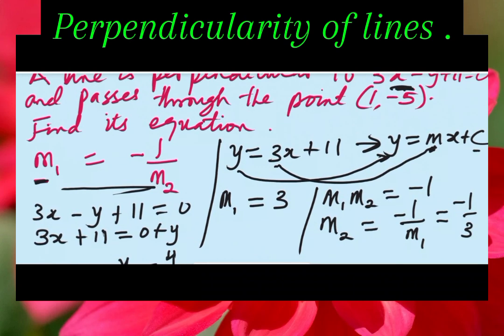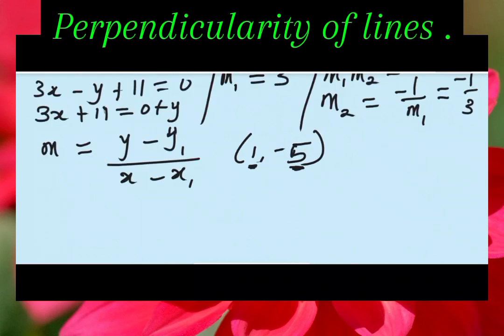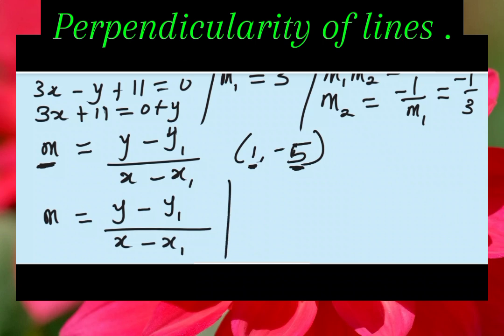Now, what is the point here? The point is (1, minus 5). What is the gradient? The gradient is m2, that is the gradient of the equation to be found, which is denoted by m. When a point and a gradient are given, we apply this equation: m is equal to y minus y1 divided by x minus x1. Very good. Now, what is m? m is the gradient, which is m2.